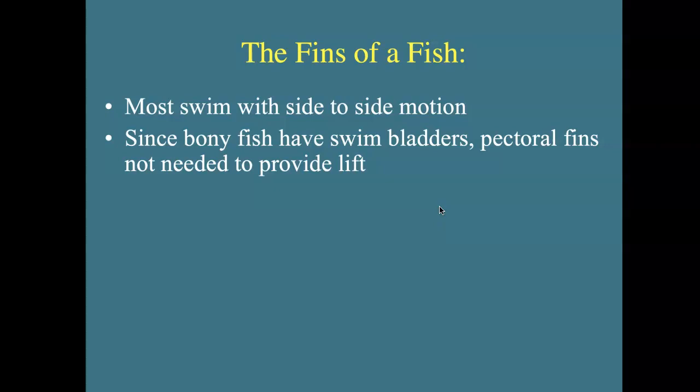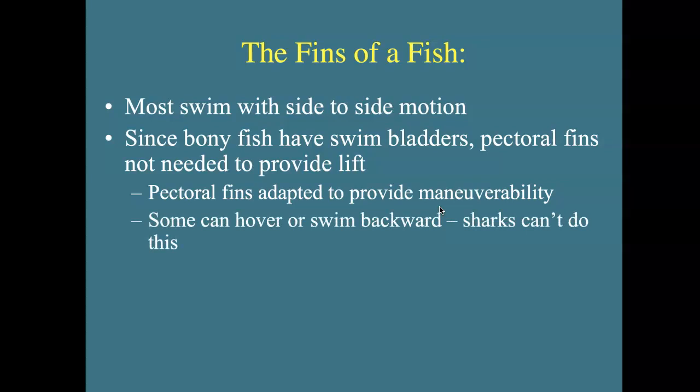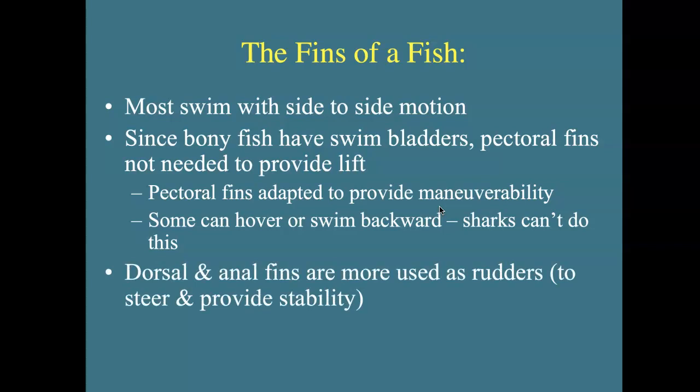And since bony fish, again, have these swim bladders, the pectoral fins aren't needed to provide lift. So now the pectoral fins can be used for maneuverability, which is pretty nice for your bony fish. Now they can use these pectoral fins to hover, okay? And they can use their pectoral fins to swim backwards. Two things that cartilaginous fish cannot do, okay? Hint, hint. That's a big point, right? It's something that bony fish can do that cartilaginous fish can't do. Make sure you know that.